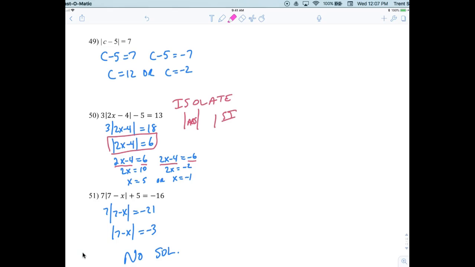Now, what's the problem with 50? We have to isolate the absolute value first. You have to isolate the absolute value first. In order to isolate the absolute value, I have to add 5, and then I divide by 3. And then it's isolated. Very good? Now it's isolated, correct? Now I put 2x minus 4 equals 6, and 2x minus 4 equals negative 6. You solve that out. Good? Absolute value equation.